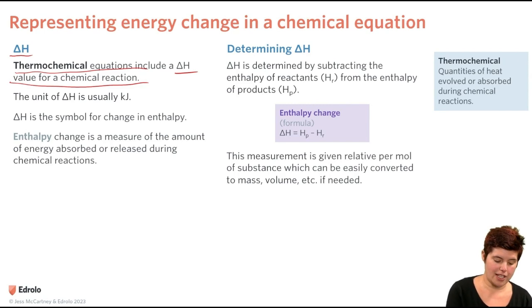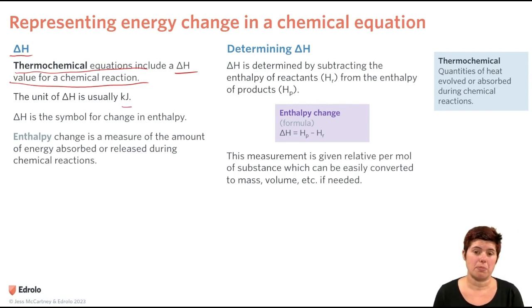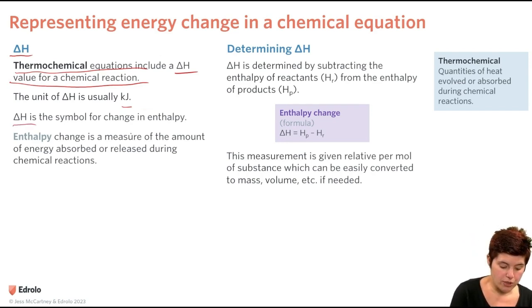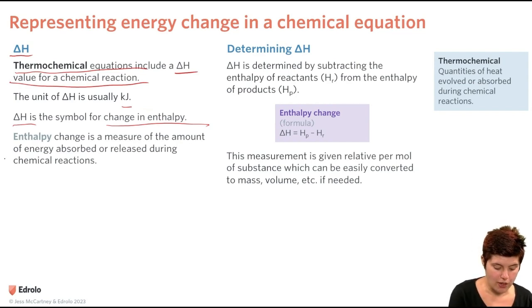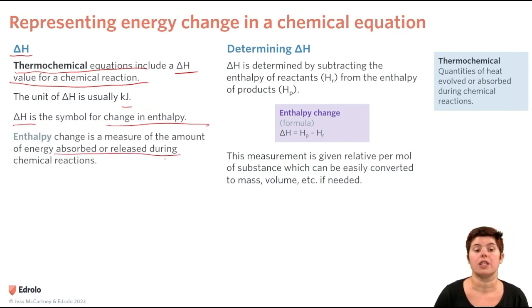Now, generally, it's measured in kilojoules, but sometimes it might be measured in a unit that is different. So just make sure you're keeping an eye on that, so that you are using your calculations in the right units. Like I stated before, delta H is the symbol for change in enthalpy, okay? So enthalpy change is a measure of the amount of energy absorbed or released during the chemical reaction, whether the energy is being released to the environment or absorbed from the environment.